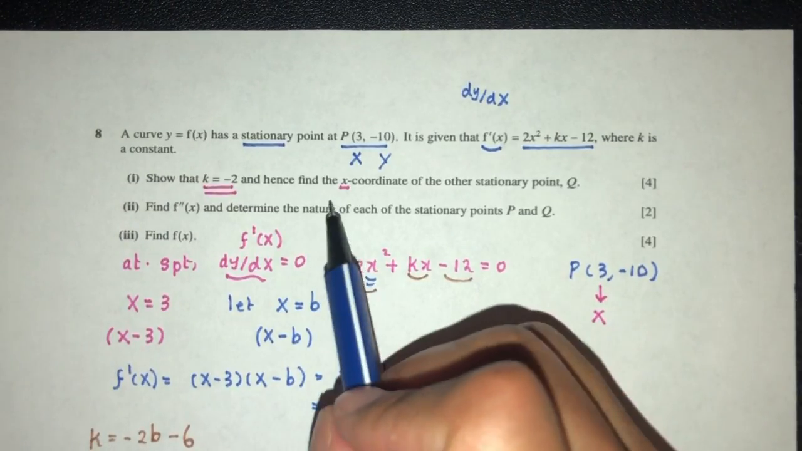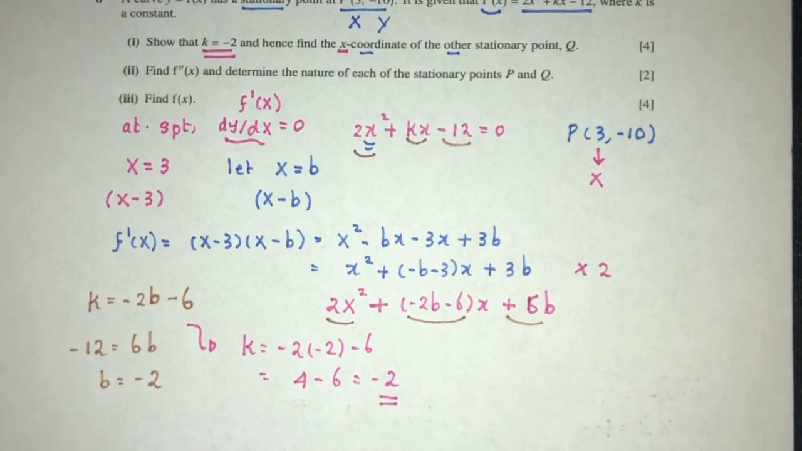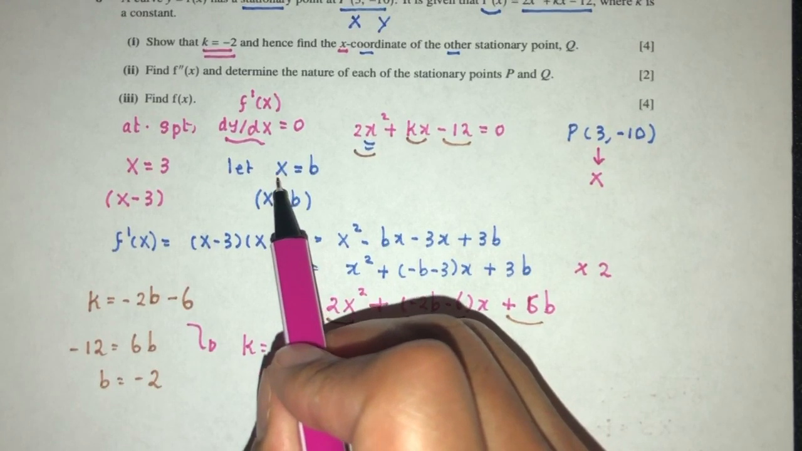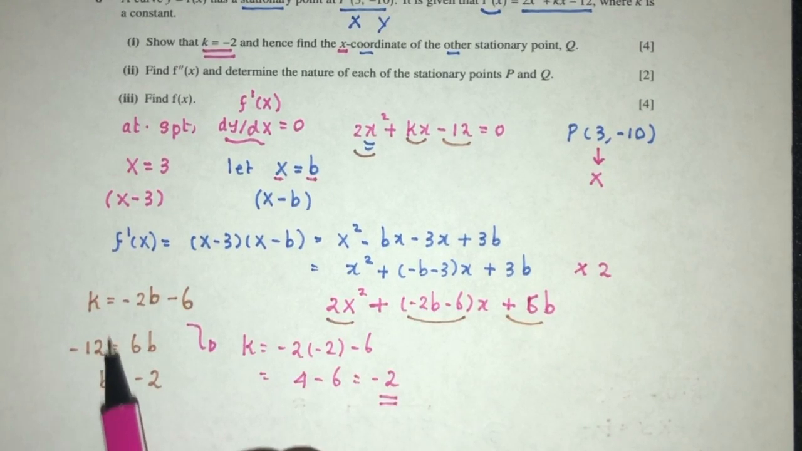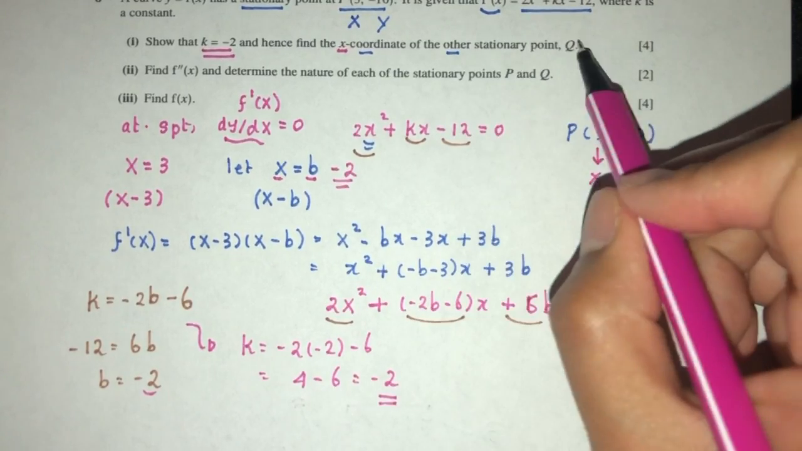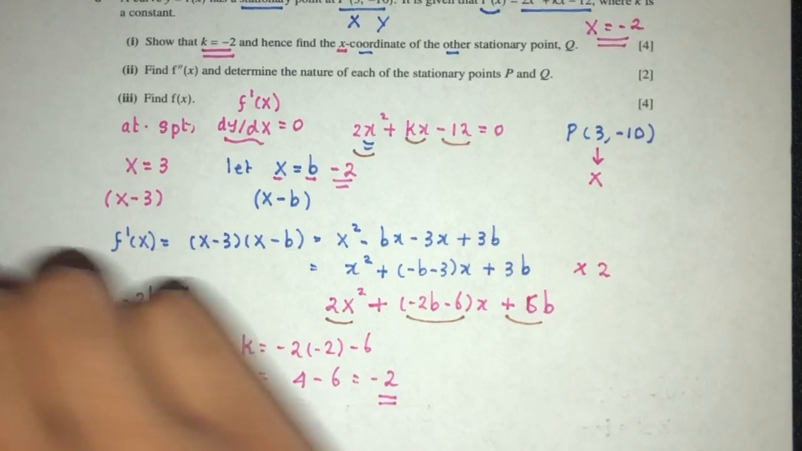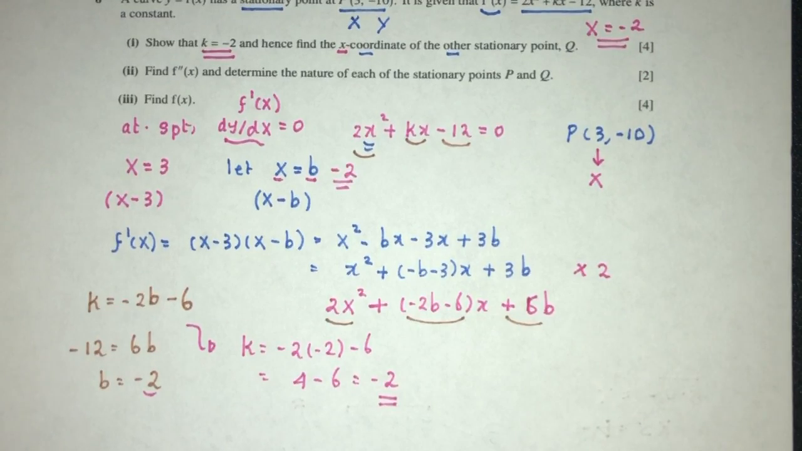Now hence, find the x value of the other point. So pretty easy. As we have seen here, the other point will be what? X equal to b. So b is minus 2. Right? The x value of the other point will be minus 2. Okay, so that will be part 1 of your question.